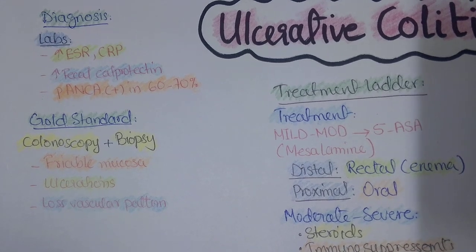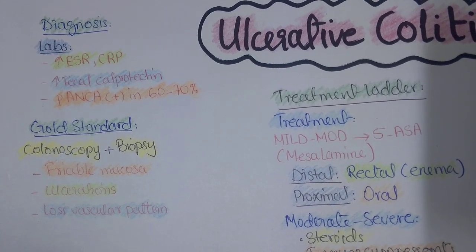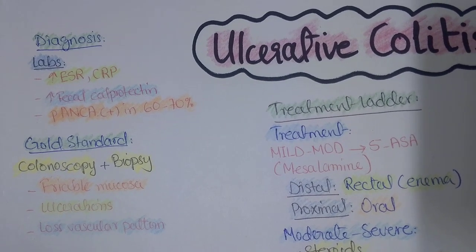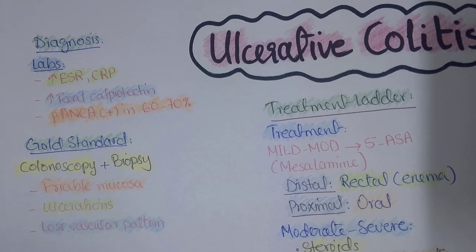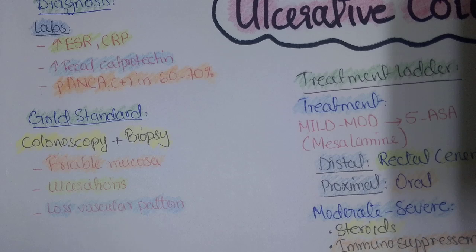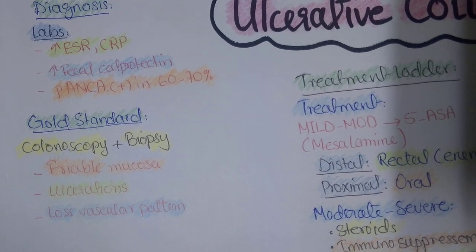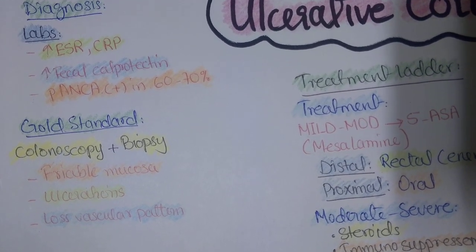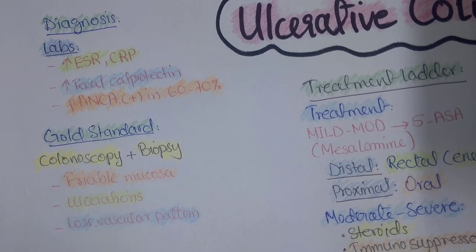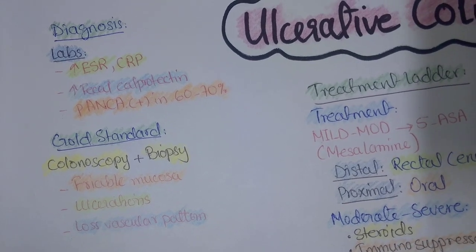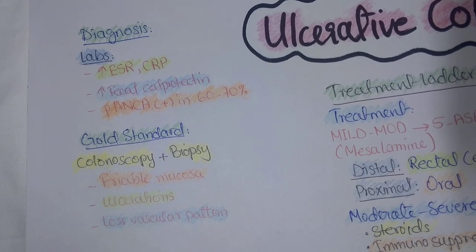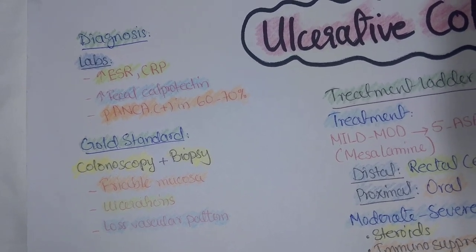So how do we diagnose it? We start with labs. We check for inflammatory markers, where ESR and CRP are elevated, and fecal calprotectin is very useful, so it's significantly elevated in this case and helps distinguish IBD from IBS. Antibodies are positive in 60 to 70% of cases, but that's just suggestive.